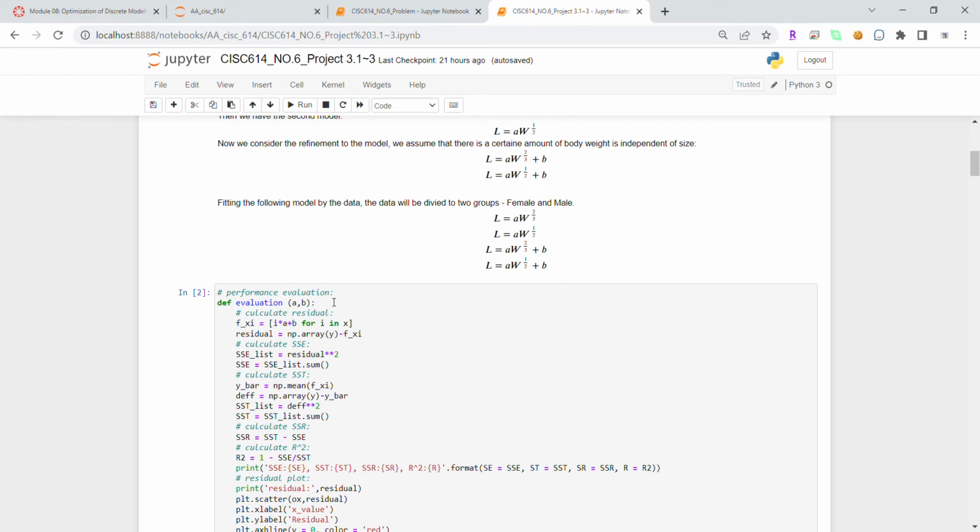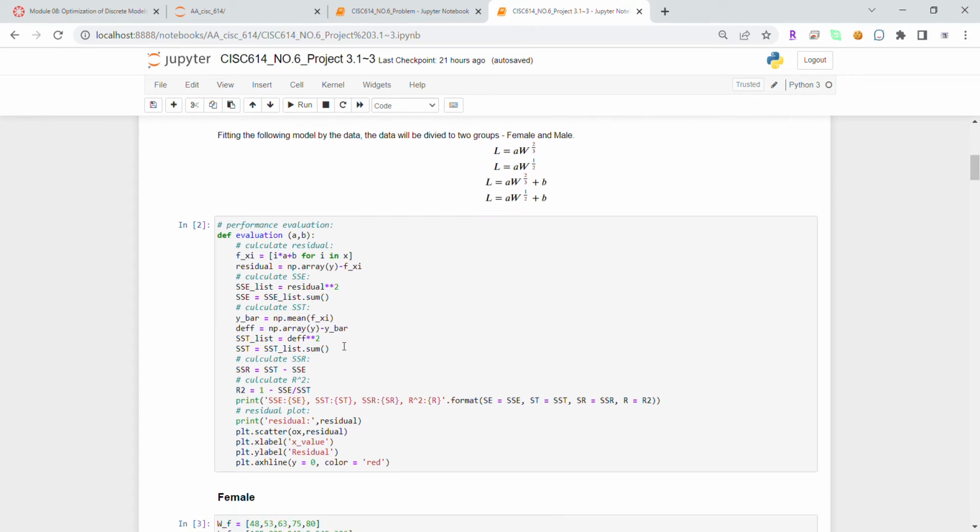So first we calculate the residue by the function, and then we calculate the SSE, and then the SST, then SSR, and the final one is the coefficient of determination, R square. And then I'm also going to plot the residue for analysis.